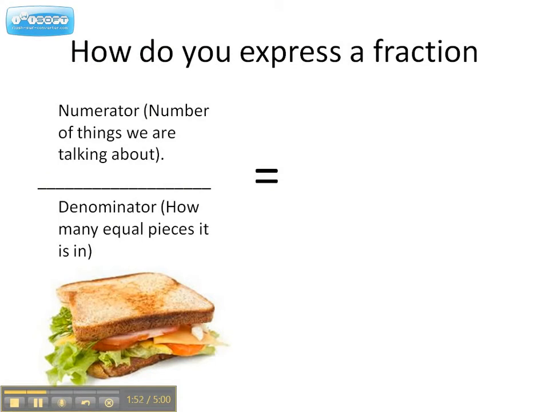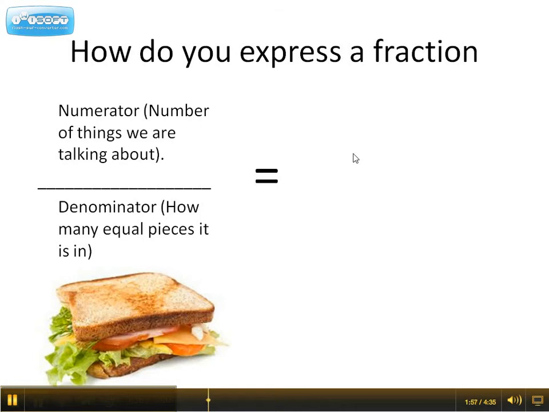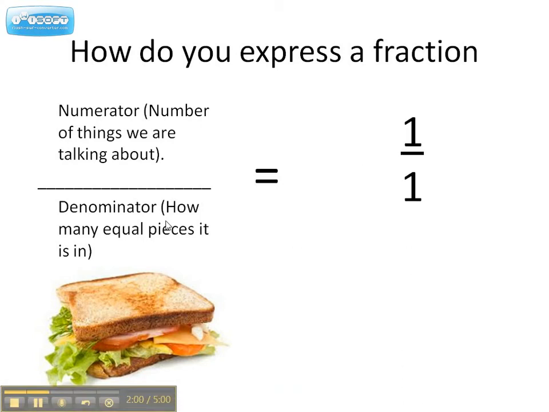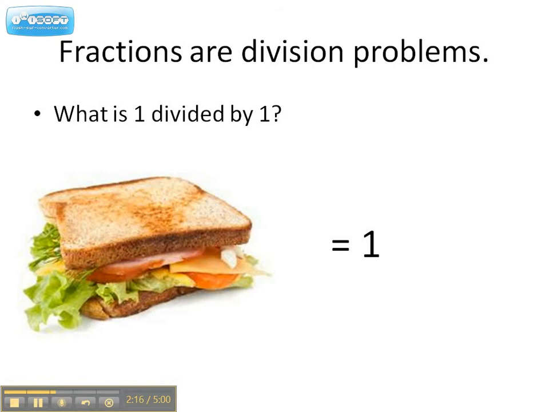How do you express a fraction? Well, the numerator, the number of things we are talking about, our one sandwich, goes at the top. Our denominator, how many equal pieces it is in, goes at the bottom. So here we have 1 over 1. And what this is basically indicating is that 1 divided by 1 tells us what number of sandwiches we have. So fractions are a lot like division problems. Well, what is 1 divided by 1? It's just 1. We have one whole sandwich, so you wouldn't need to use a fraction to describe this sandwich.